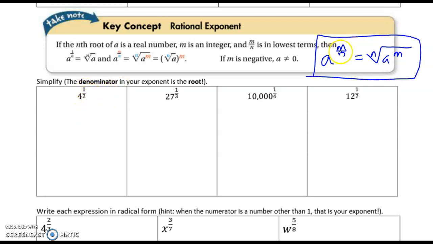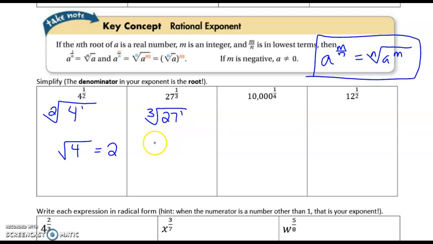So 4 to the 1/2 would be the same thing as the index would be 2 and 4 to the first power. Since this is just a square root, we don't have to write the 2. We can just write square root of 4, which would just be 2. 27 to the 1/3, we can write as the cubed root of 27 to the first, which is just the cubed root of 27. What times what times what is 27? Should be 3.